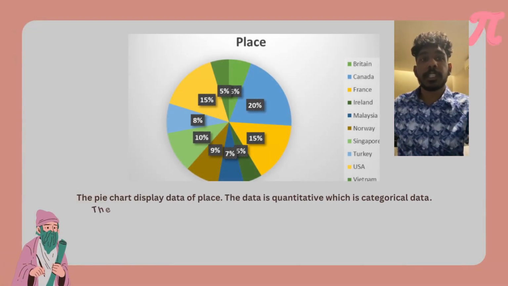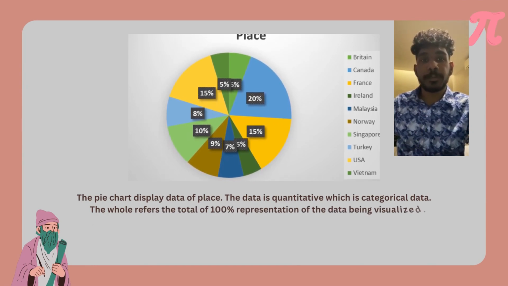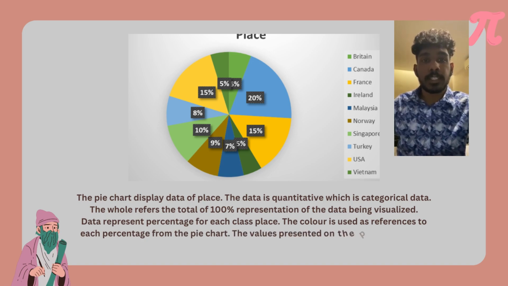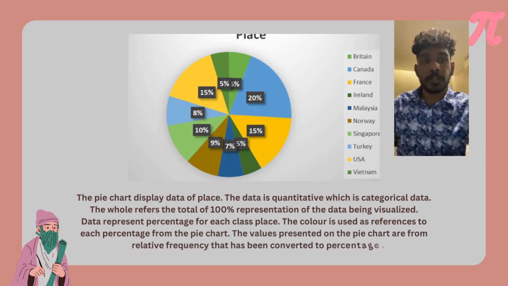The color is used as references to each percentage from the pie chart. The values presented on the pie chart are from relative frequency that has been converted to percentage.